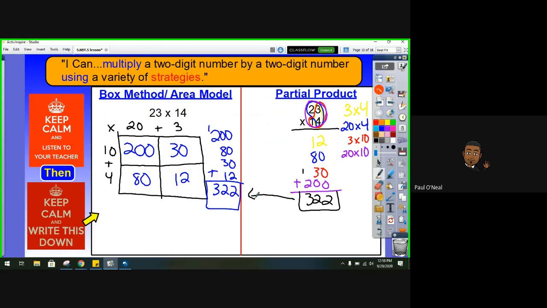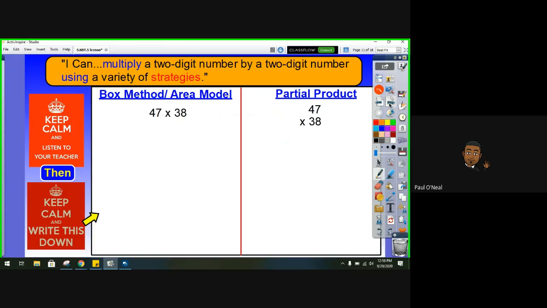Okay? All right, so hopefully you got the answer and maybe the color coding helped a bit. We're going to do another problem so you can get a little bit more assistance with this, all right? So let's keep it going. All right, here we have 47 times 38.